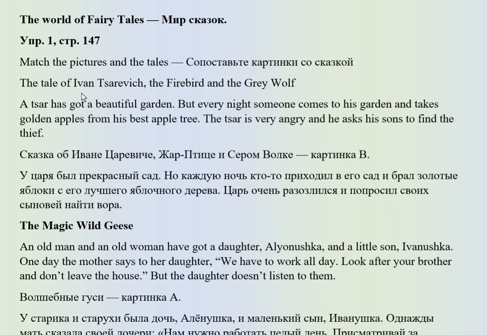The Tale of Ivan Tsarevich, The Firebird and the Grey Wolf. A Tsar has got a beautiful garden. But every night someone comes to his garden and takes golden apples from his best apple tree. The Tsar is very angry and he asks his sons to find the thief.